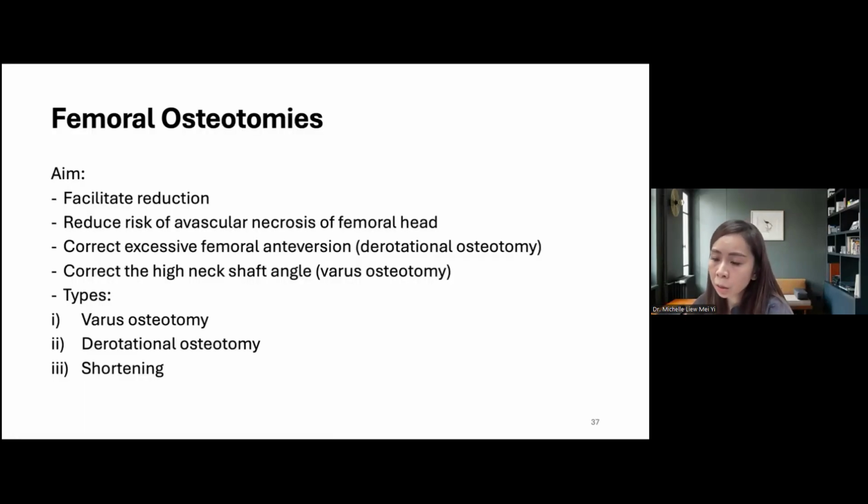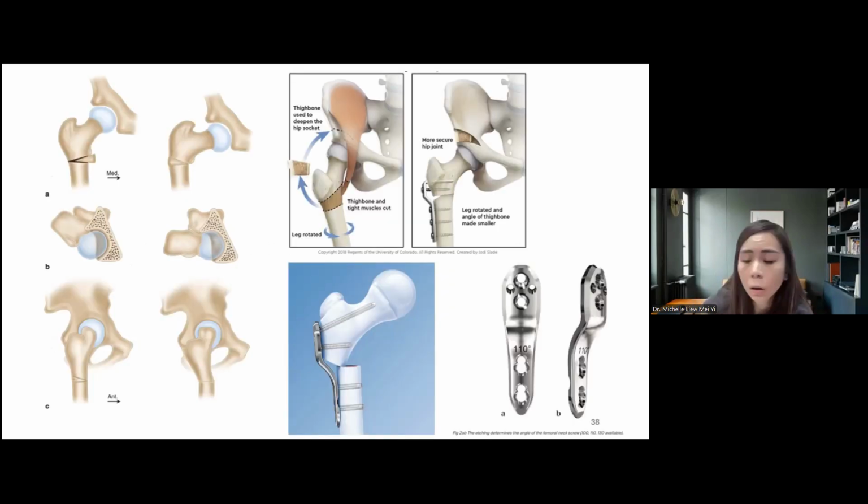So femoral osteotomies are performed to facilitate reduction, to reduce the risk of avascular necrosis of the femoral head by relieving tension produced by reduction of a previously dislocated hip, to correct excessive femoral anteversion, which we would then call a derotational osteotomy, to correct a high neck shaft angle, which we would then call a varus osteotomy. So there are various types of varus, derotational, and shortening of the femur.